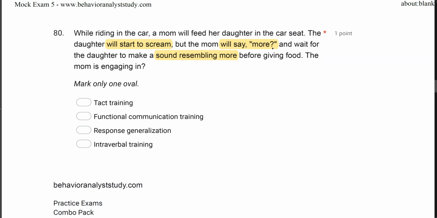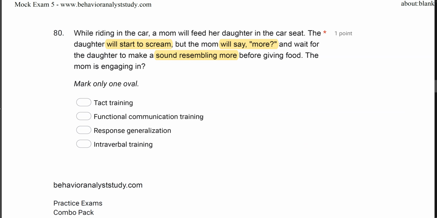Well, the daughter is engaging in an echoic. And why? Because it's evoked by a verbal SD. It's got point-to-point correspondence and formal similarity. It isn't tact training because tact training is evoked by nonverbal SD. It's not an intraverbal, right? Why not? Because intraverbals do not have point-to-point correspondence. Here, the mom wants her to say more. She wants her to echo. It's not response generalization. We're looking for a single response.